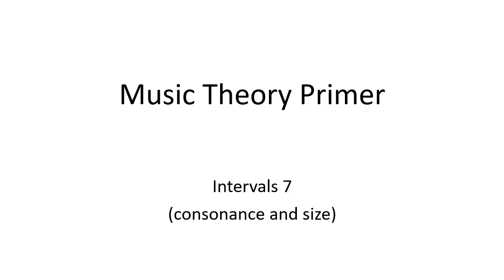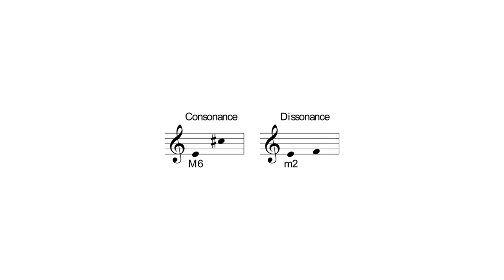Interval 7. Consonance and Size. Consonance and dissonance is a psychophysiological distinction of our perception of harmonies. Consonant intervals tend to sound pleasant and agreeable, while dissonant intervals tend to sound unpleasant and harsh.